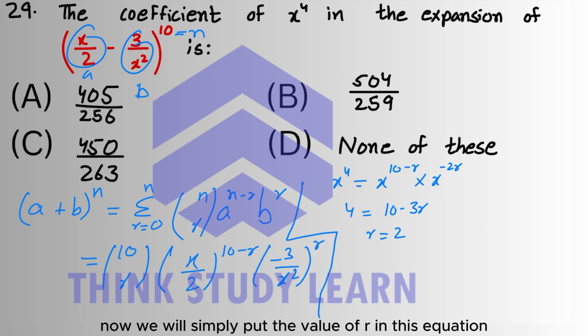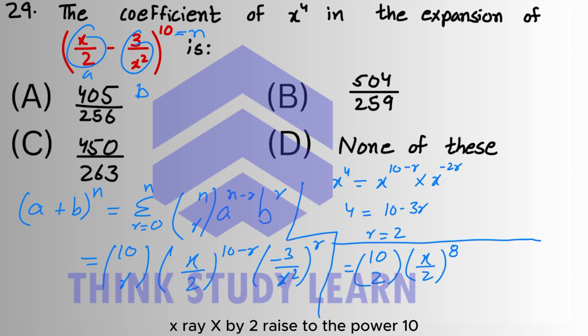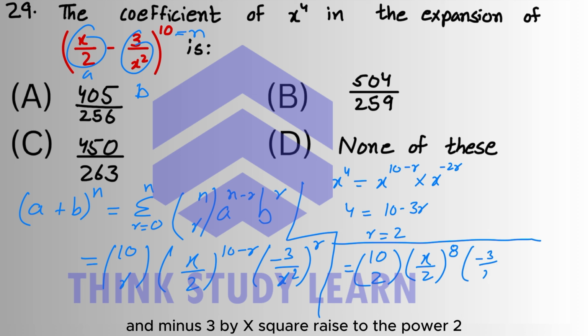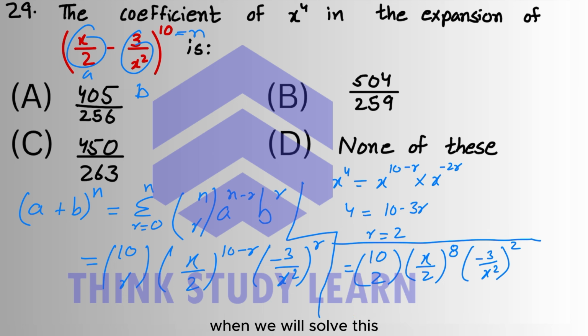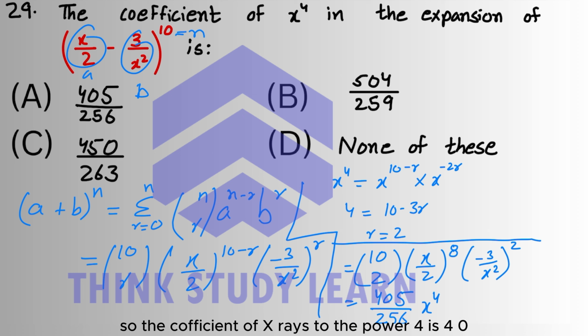So now we will simply put the value of r in this equation. Putting the value will give us 10C2 (x/2) raised to the power 8 and (-3/x²) raised to the power 2. When we simplify this expression, we will get 405/256 x raised to the power 4. So the coefficient of x raised to the power 4 is 405/256. A option is the right answer.